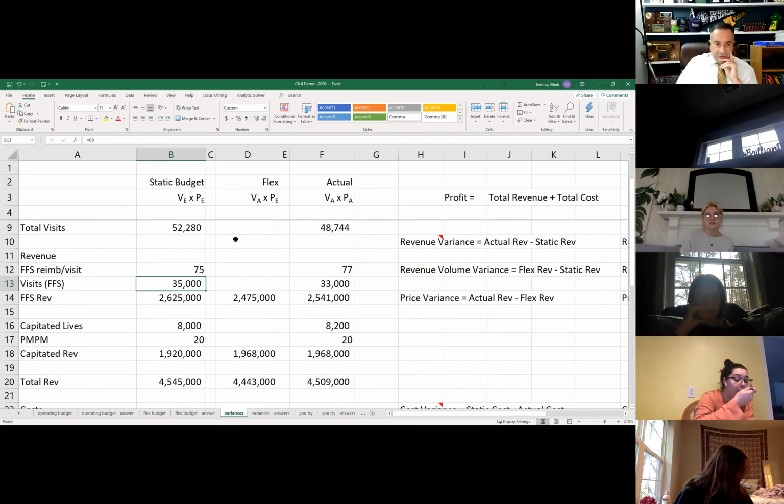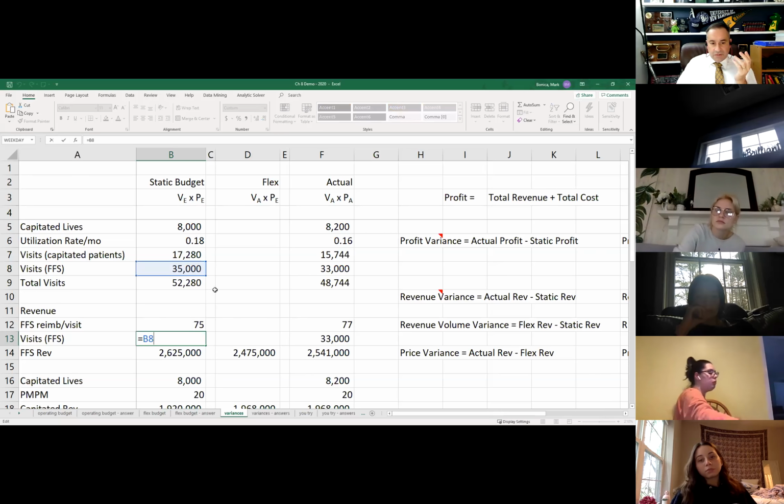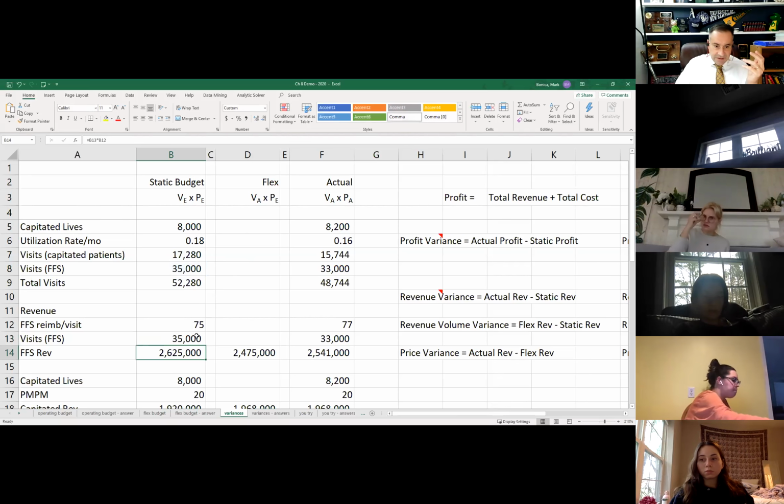We projected 35,000 visits, which we pull from the static budget. You'll notice that when I build my spreadsheet, I try to build my assumptions once. If I have a volume assumption, I try to put it in one place. What that allows me to do is manipulate my model. So this is essentially creating a model. You can see that equals B8 here means I'm pulling that 35,000 from the static budget and dropping it in here.